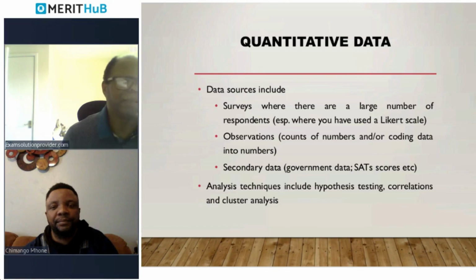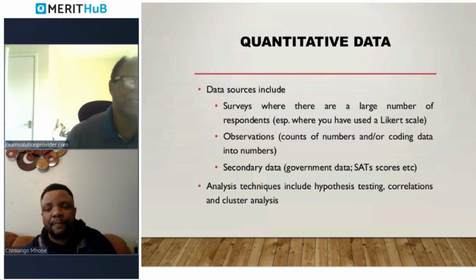So you want to study how many red cars pass near your house every 1 hour. What you need to do is go to the road. You sit by the side of the road and you record the number of red cars. Each red car passes: one, two, three. So these are counts of numbers, or coding data into numbers. You can take qualitative data and then code it. If you code it, you're converting it from qualitative to quantitative.